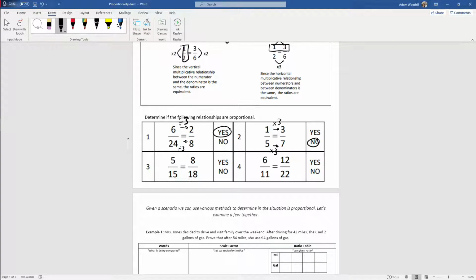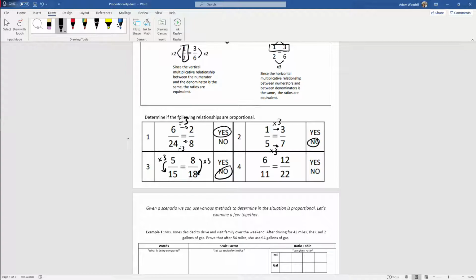Let's think of it in a vertical sense this time. How do I get from 5 to 15? Well, that means I'm just going to multiply by 3. So again, because that scale factor is times 3, let's look on the other side. What's 8 times 3? Well, 8 times 3 is 24. So I should have a 24 on the bottom, but I don't. It's 18. Because it's not the number I'm expecting, it is not proportional.